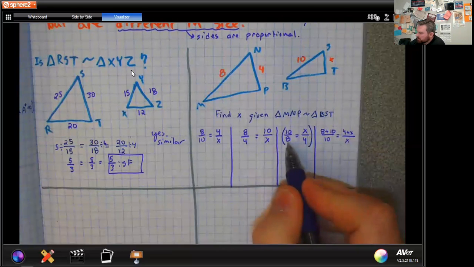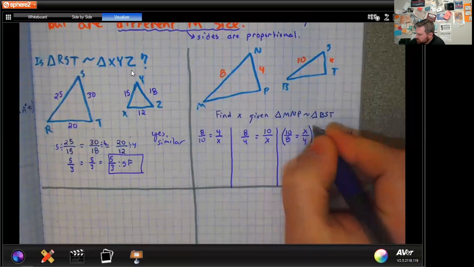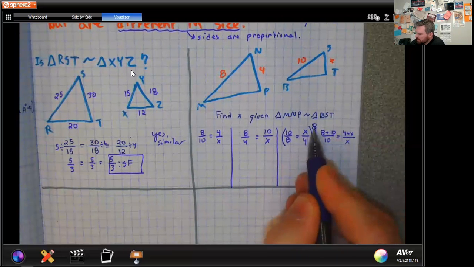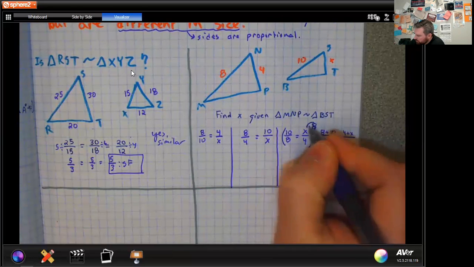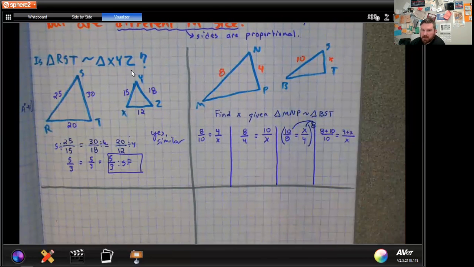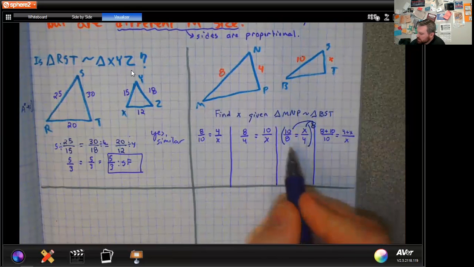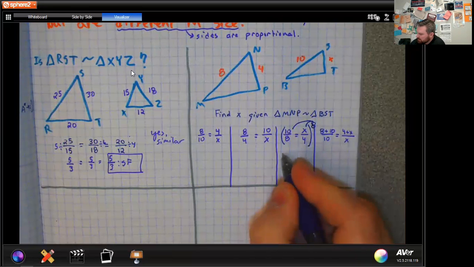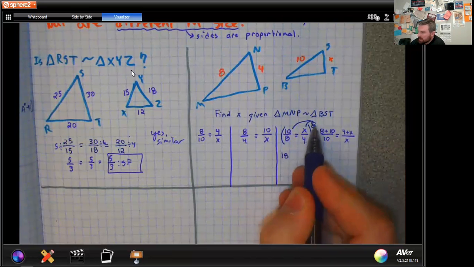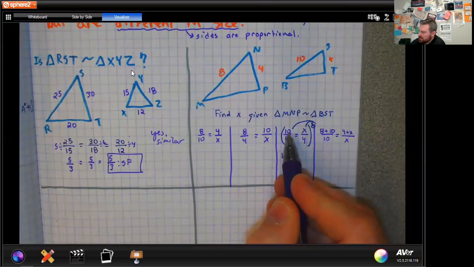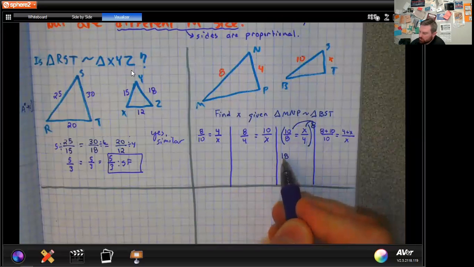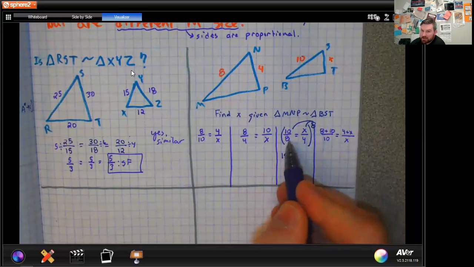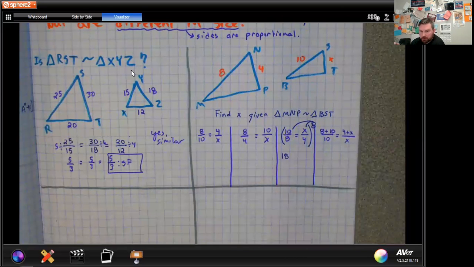But I know that both of these numbers can become 8. So I'm going to multiply everything by 8. So then I take both fractions times 8. Well, this one has a denominator of 8, so it cancels this 8, and you just get 10. Or you could say 8 times 10 is 80. 80 divided by 8 is 10. Or you could say 8 divided by 8 is 1. 1 times 10 is, I don't know why I wrote 18.